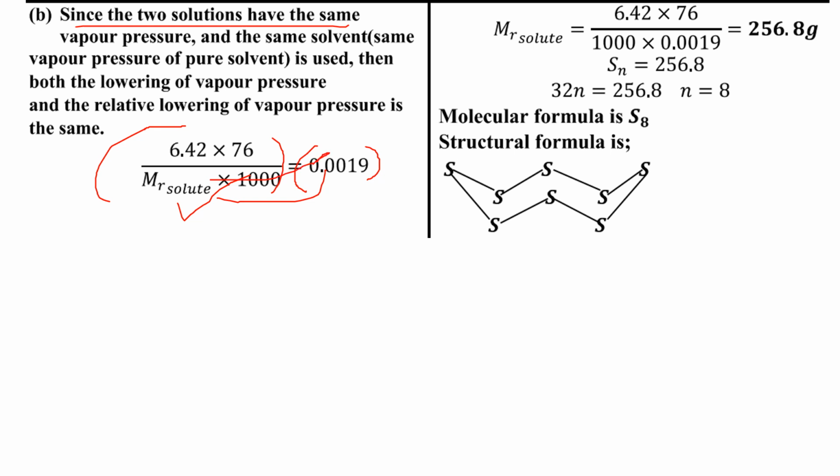So you're going to have 6.42 multiplied by 76 divided by 1000 multiplied by 0.0019 to give you 256.8 grams. To get the molecular formula of any compound, you always multiply by n. So it's going to be 1 times 32n, which is 32n, equated to 256. Now you get your value of n as 8.